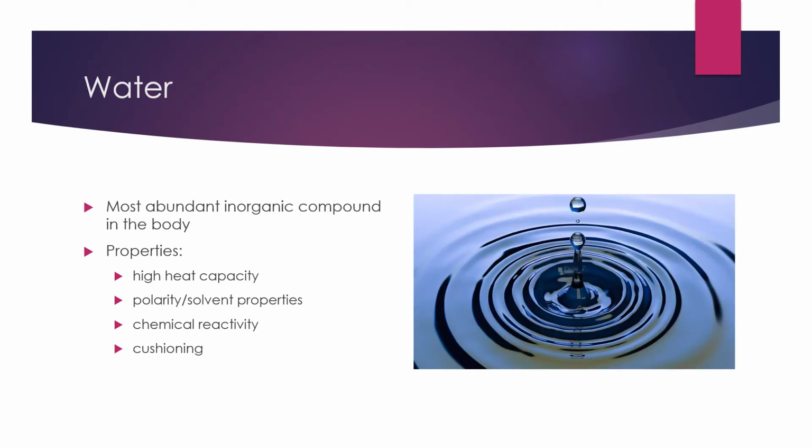So the first inorganic compound we're going to talk about is water. It is the most abundant inorganic compound in the body. Your body's made about 60 to 80% of water. It has a couple properties: high heat capacity, polarity and solvent properties, chemical reactivity, and cushioning. Water absorbs and releases large amounts of heat before it causes temperature change. So this will help prevent your body from going into sudden temperature changes.